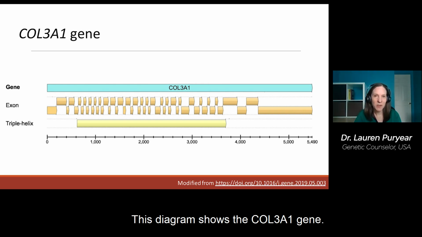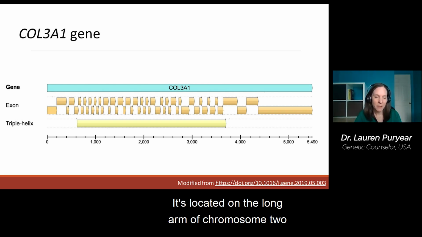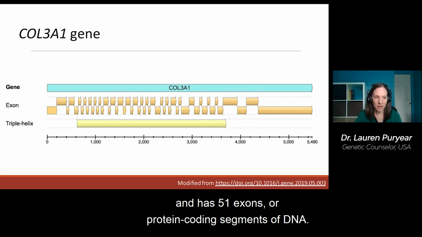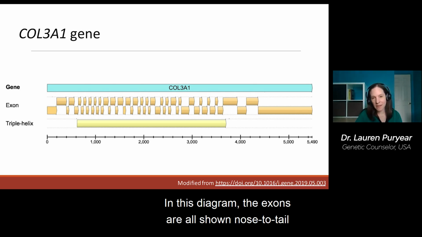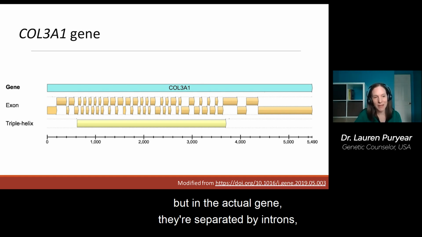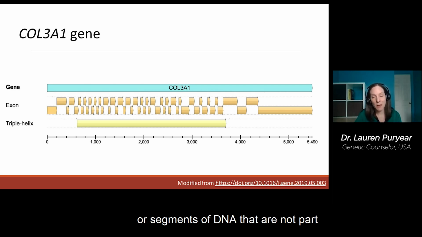This diagram shows the COL3A1 gene. It's located on the long arm of chromosome 2. And has 51 exons or protein coding segments of DNA. In this diagram, the exons are all shown nose to tail, but in the actual gene, they're separated by introns or segments of DNA that are not part of the protein coding sequence.